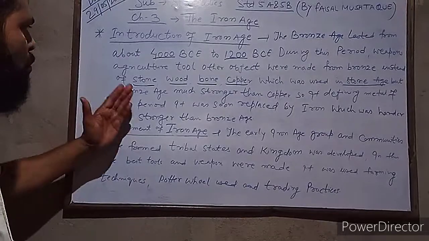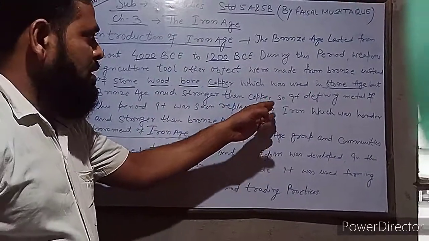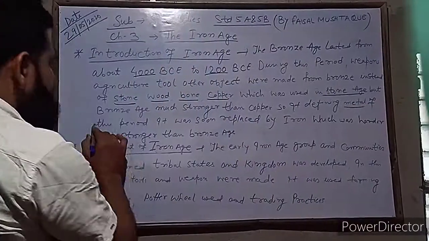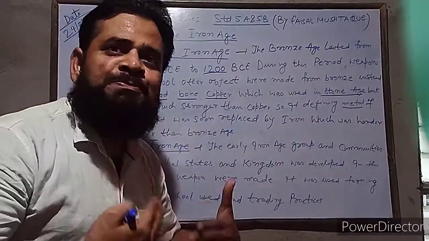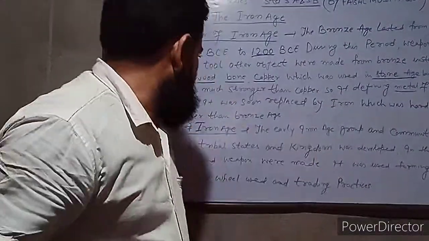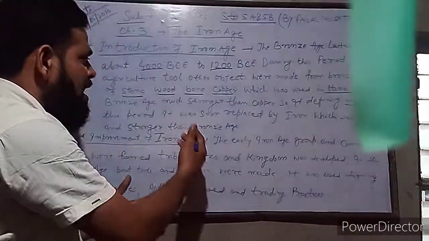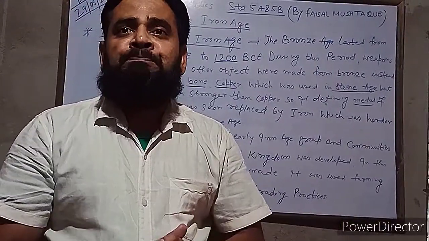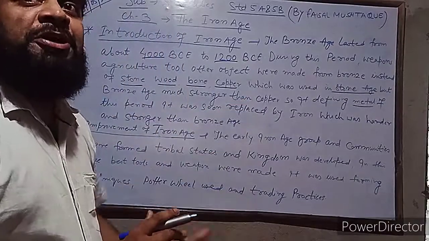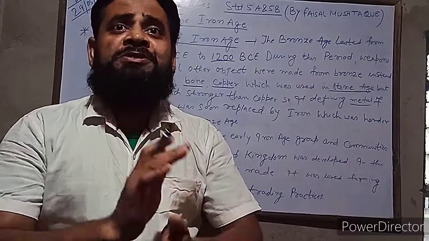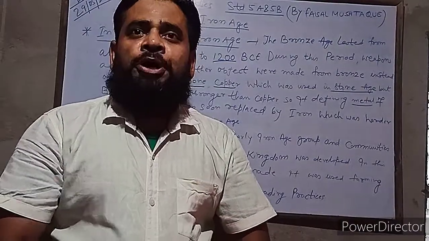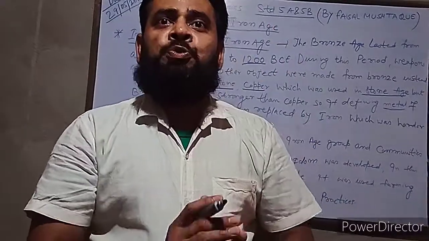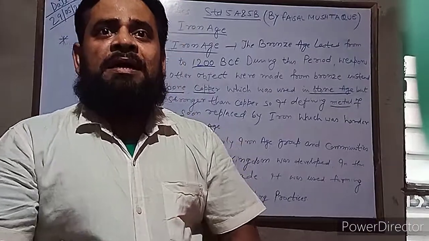Now, Bronze is much stronger than copper. So it was the first metal used in this period. It was soon replaced by iron, which was harder and stronger in comparison to the Bronze Age. So now the Iron Age was a period of human history that started around 1200 before Christ, and during this Iron Age, people across much of Eurasia and parts of Africa began making tools and weapons from iron and steel.